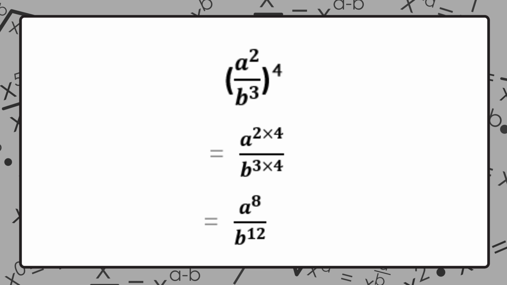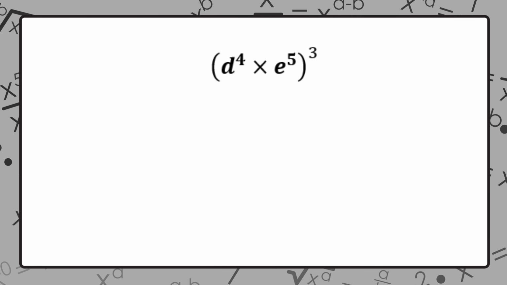On top, we have a squared, which we're going to multiply with 4. And at the bottom, we have b to the power of 3, which we're going to multiply with 4. This gives us a to the power of 8 over b to the power of 12. Because the bases are different, we can't simplify this any further. Let's look at an example with multiplication.